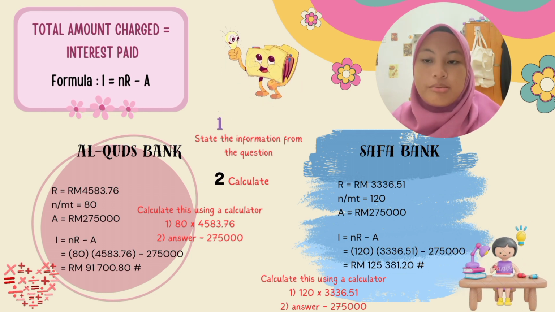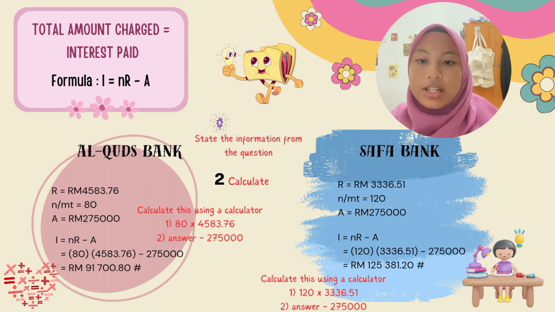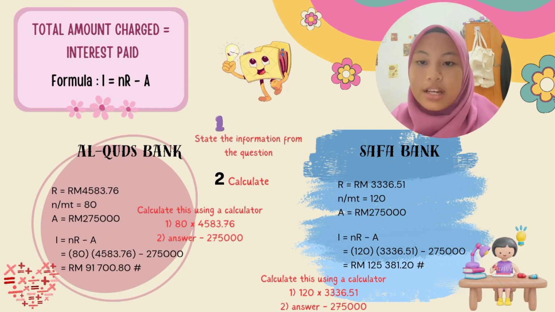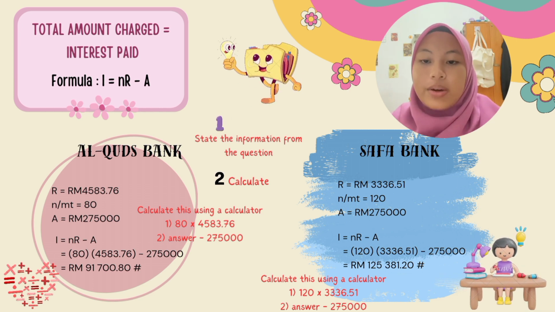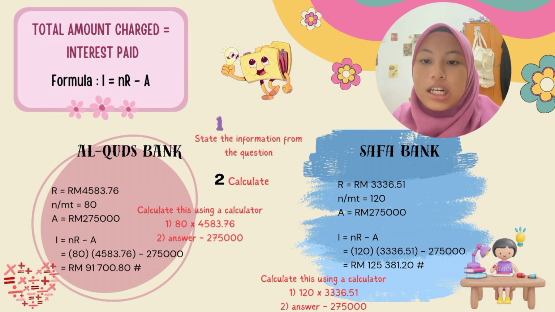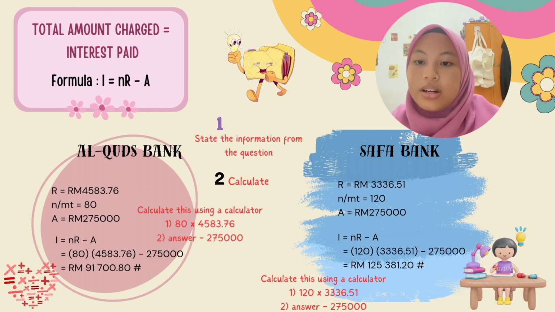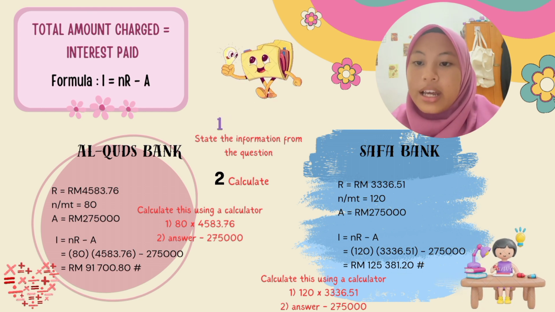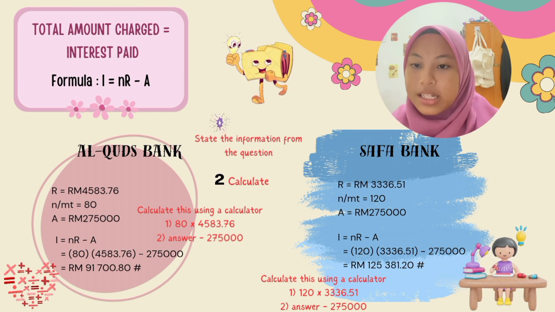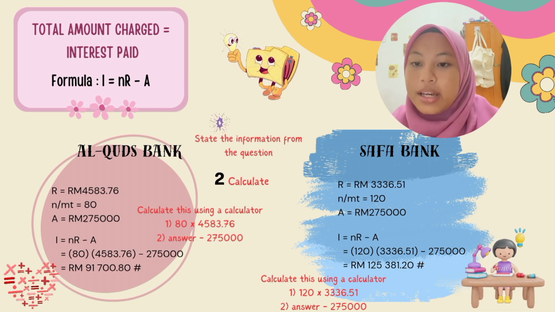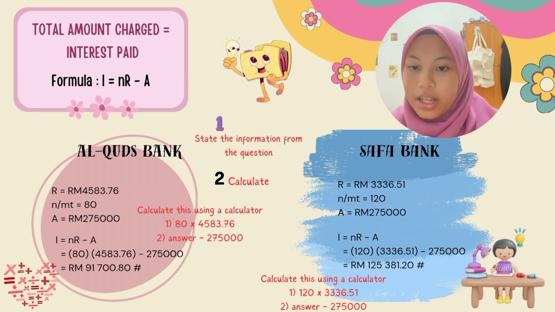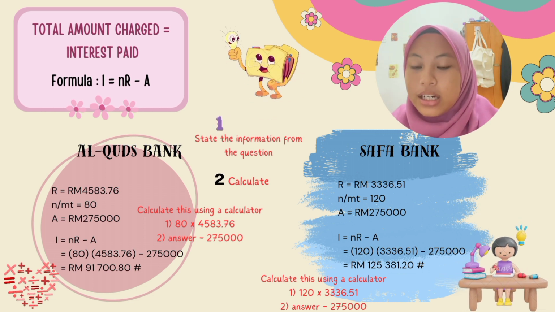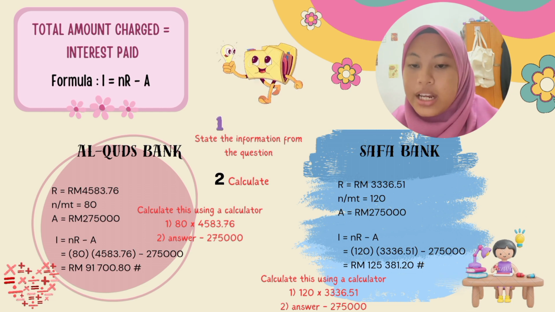So first take the information from the question and calculate. For Alkuts Bank, the information is R equal to 4,583 ringgit and 76 cent. So N or mt is 80, and A is 275,000. So press the calculator: 80 multiplied by 4,583 ringgit and 76 cent. So we got the answer. We need to minus 275,000. So we got 91,700 ringgit and 80 cent.